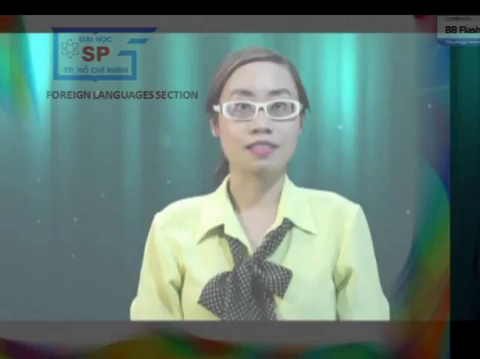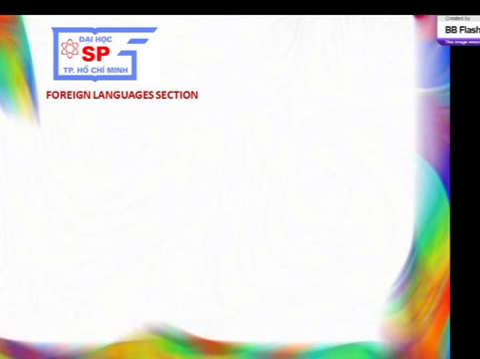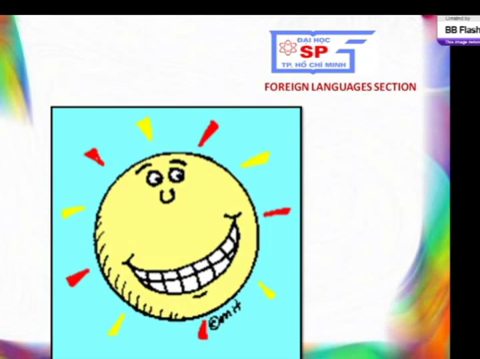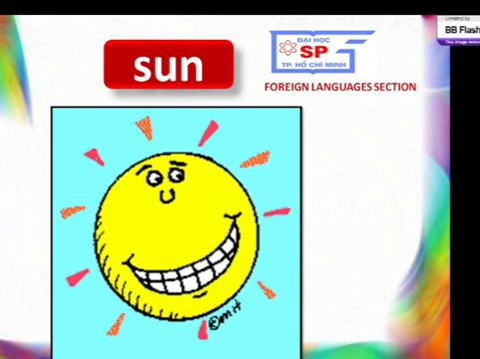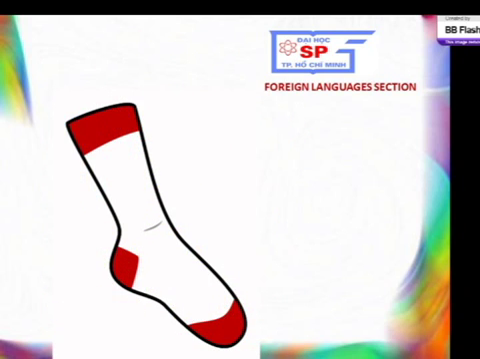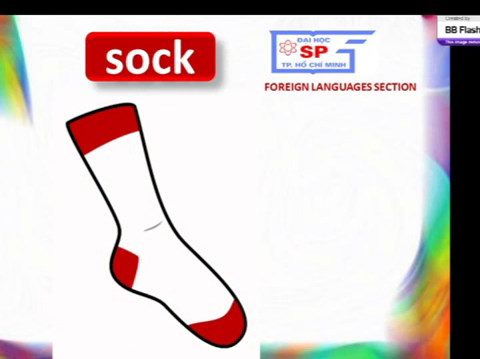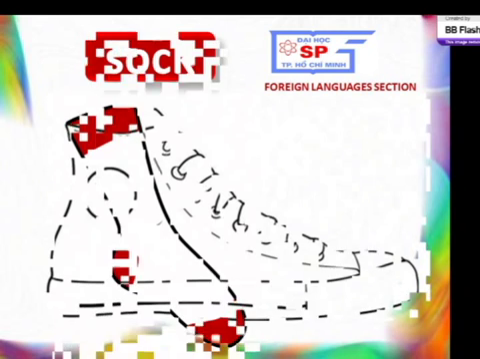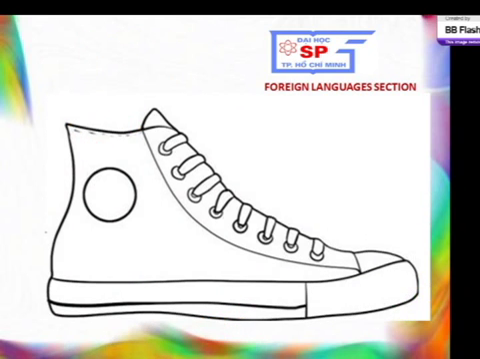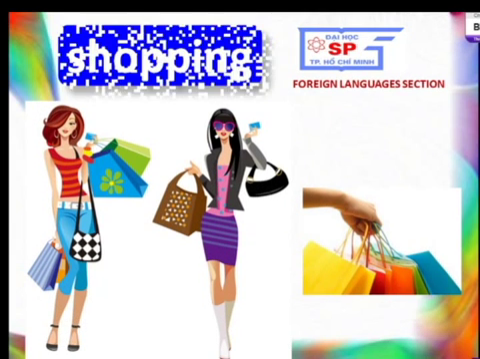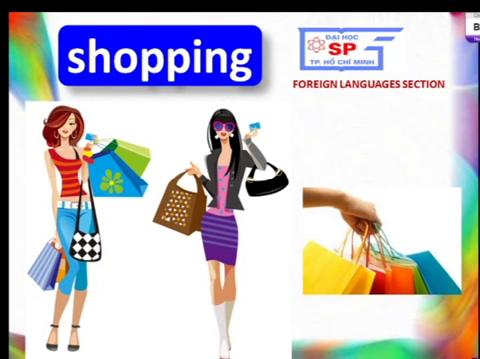Now let's look at some pictures first and see what the first pair of consonants is. Okay, so now let's look at the pictures and tell me what you see. Are you ready? Now let's come to the first one. Sun. The second picture. Sock. The third picture. Shoe. And the last one, shopping. So I think now you can guess the two consonants we're going to study now, right?